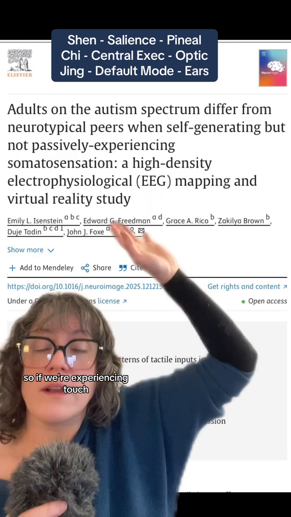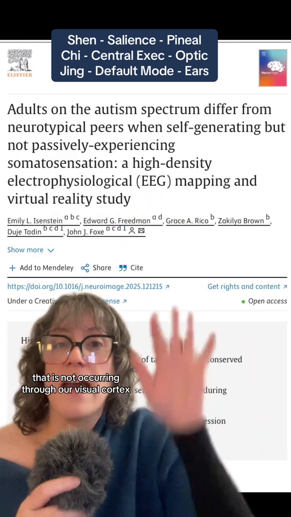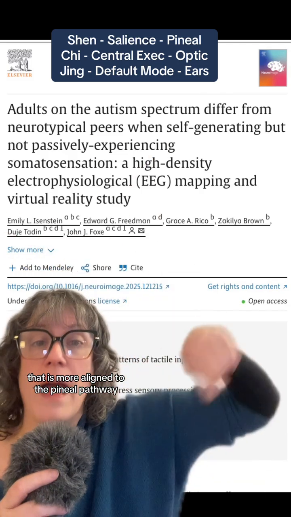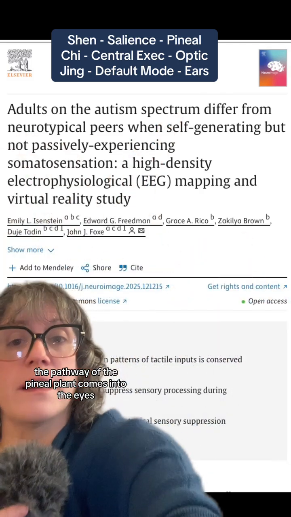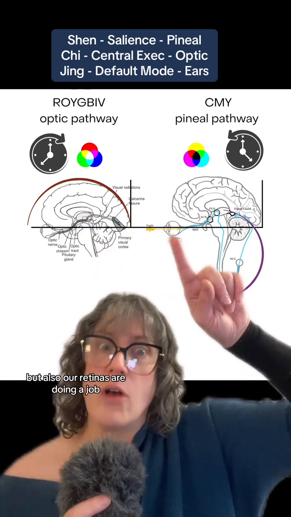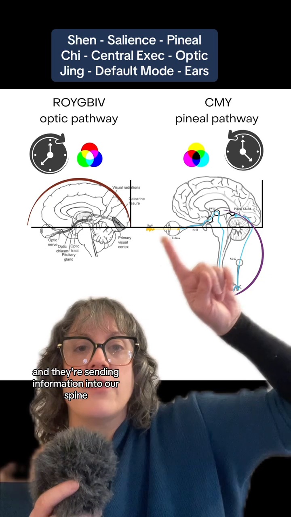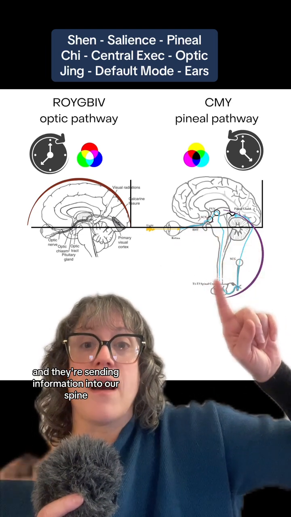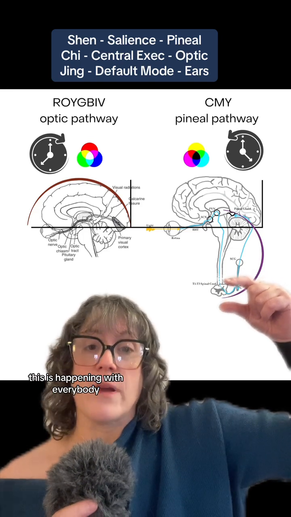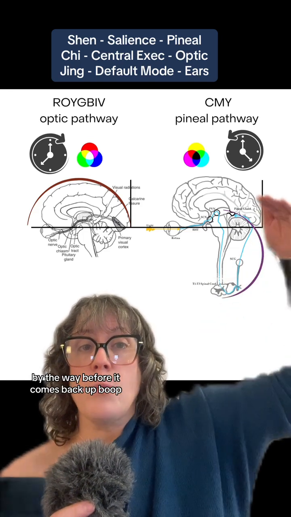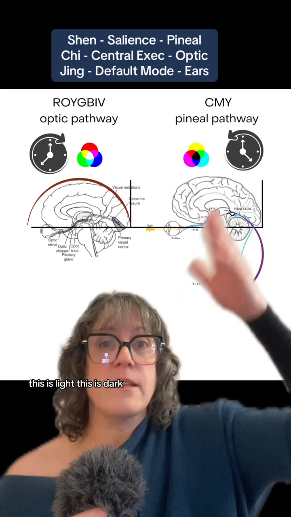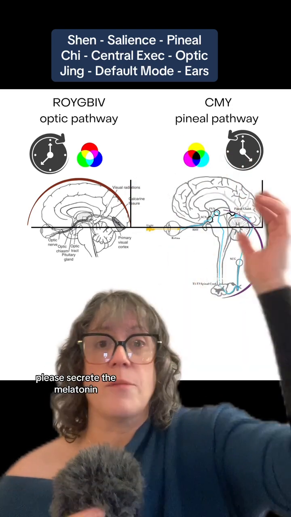So if we're experiencing touch, that is not occurring through our visual cortex. That is more aligned to the pineal pathway, the pathway of the pineal gland. It comes into the eyes. Our visual cortex does its job, but also our retinas are doing a job, and they're sending information into our spine. It goes into our first three vertebrae. This is happening with everybody, by the way. Before it comes back up, boop, and then there it is, and it tells the pineal gland, this is light, this is dark, please secrete the melatonin.